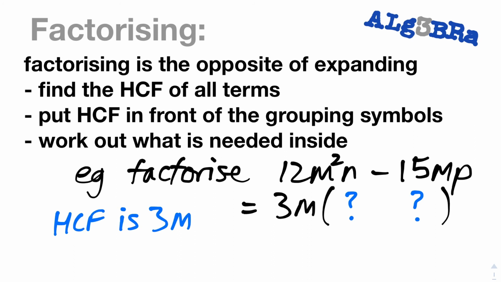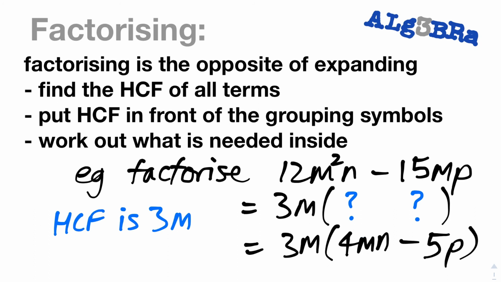And in this one, the highest common factor would be 3m. So again, we'd put it out the front of the grouping symbols. So here we would have to multiply 3m times 4mn, which will give us 12m squared n. And we'd need to multiply 3m by negative 5p to give us negative 15mp. So we are done.